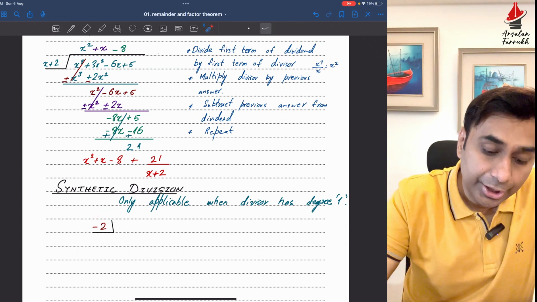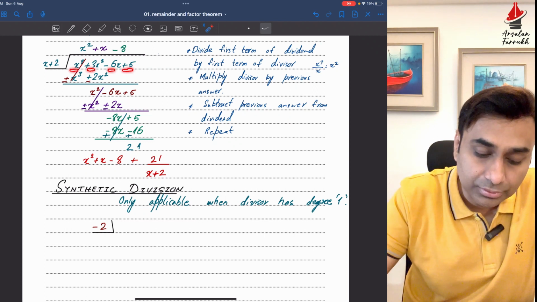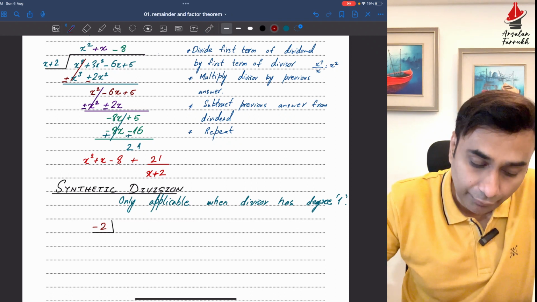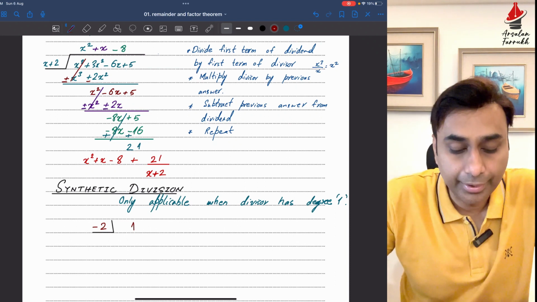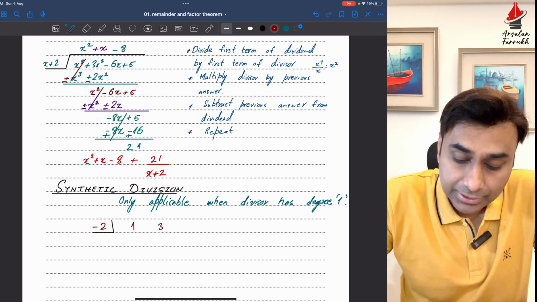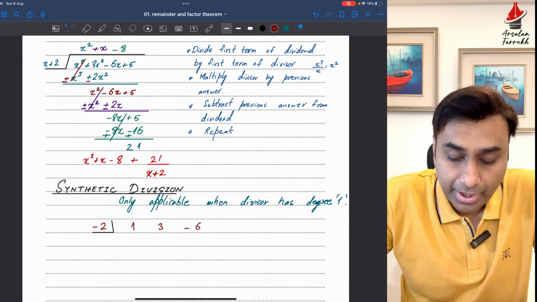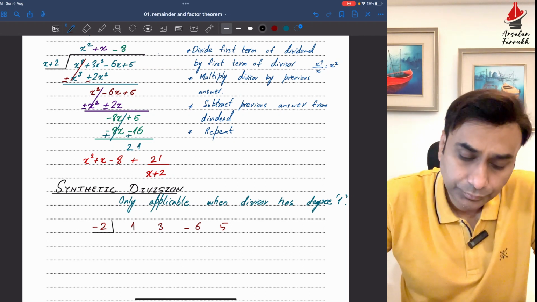And after that, you write down the coefficients of the dividend in the same order. Just the coefficients, not the terms. Like x cubed has a coefficient 1, you write that down here. X squared has a coefficient 3, you write that down here. X has a coefficient minus 6, you write that down here as well. And then the constant term is 5, you also write that down.